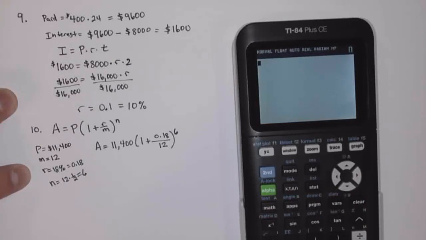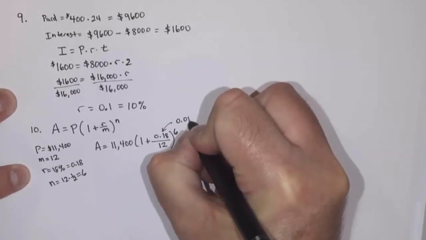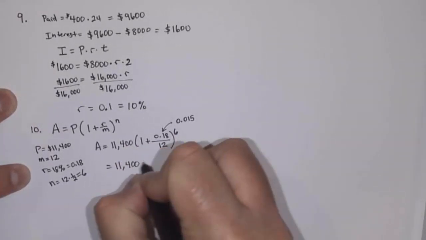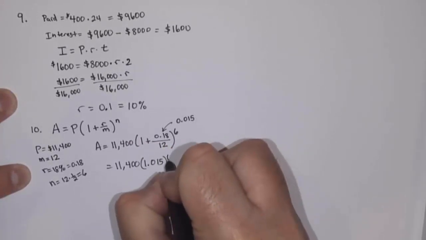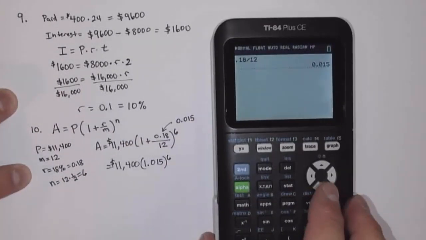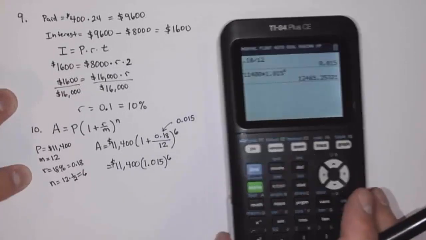Now, if I take 0.18 divided by 12, that is 0.015. So this part right here is 0.015. If I add 1 to that, that is 1.015 that I have here in parentheses, raised to the sixth power, and this is dollars. So if I take 11,400 times 1.015 raised to the sixth power, that is $12,465.25 if I round to the nearest penny.